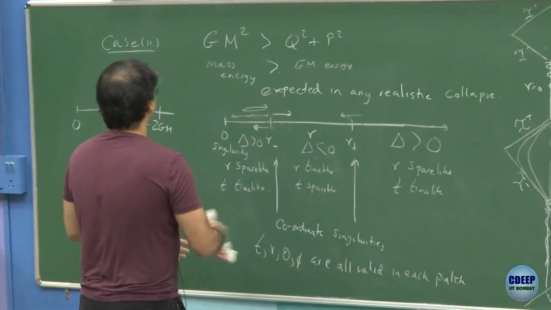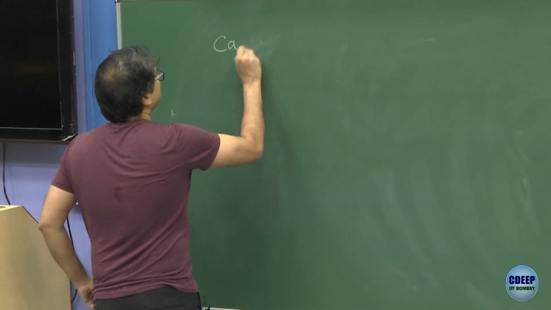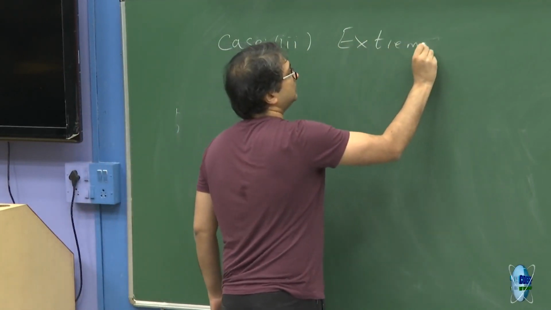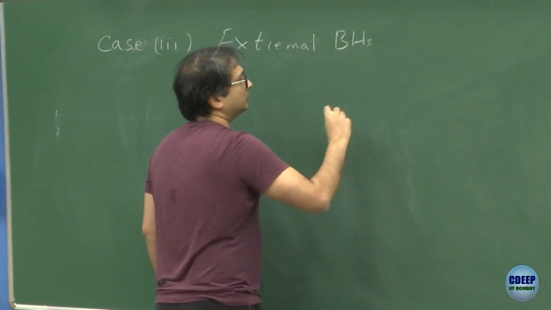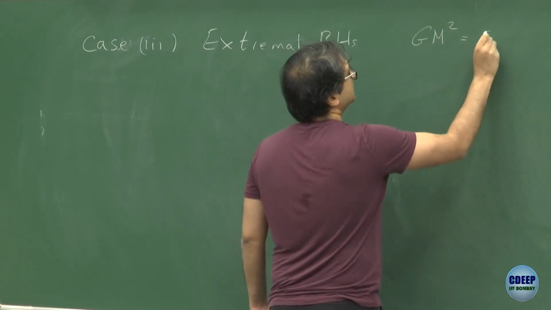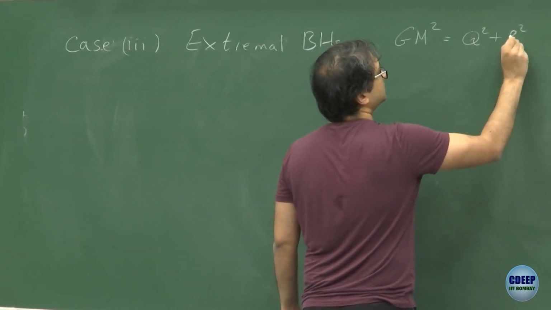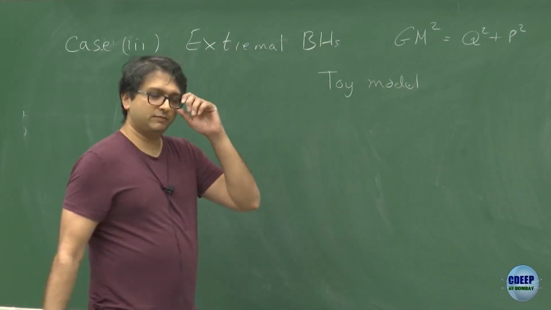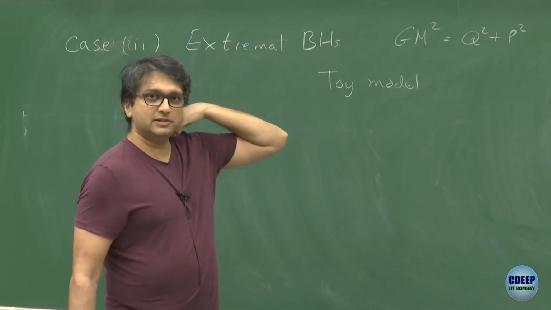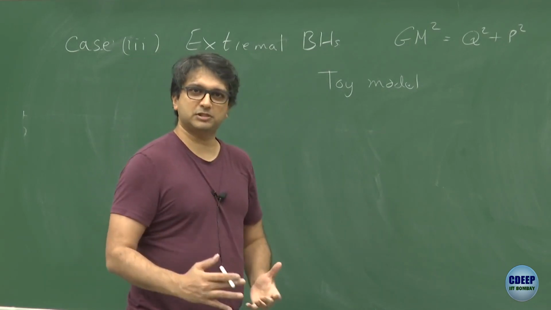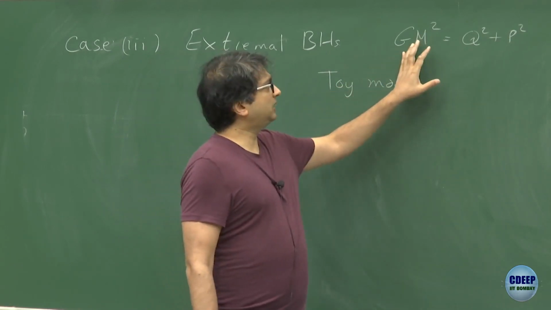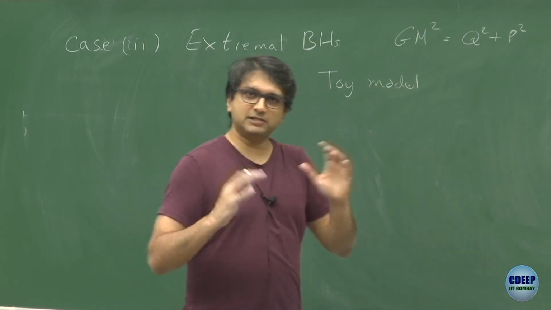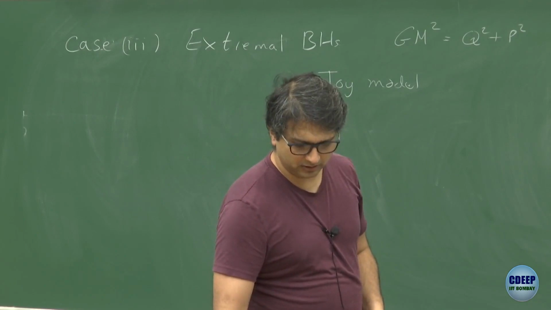Okay, let me do the last case. Case 3, of extremal black holes, where GM squared is equal to q squared plus p squared. This is an interesting toy model, which is often used when people are studying effects in quantum gravity. It's unlikely to be a very realistic case. If you add any little bit of matter which satisfies some positive energy conditions, then immediately GM squared will become larger than q squared plus p squared and you'll go back to case 2. So this is unlikely to be a stable solution, but it's a very interesting toy solution to general relativity, or to the Einstein-Maxwell equations.